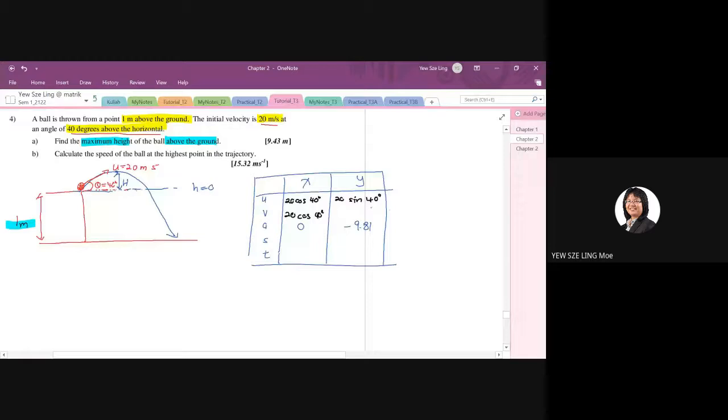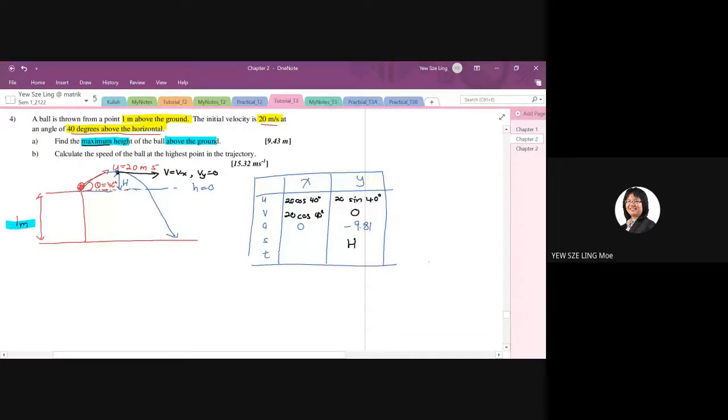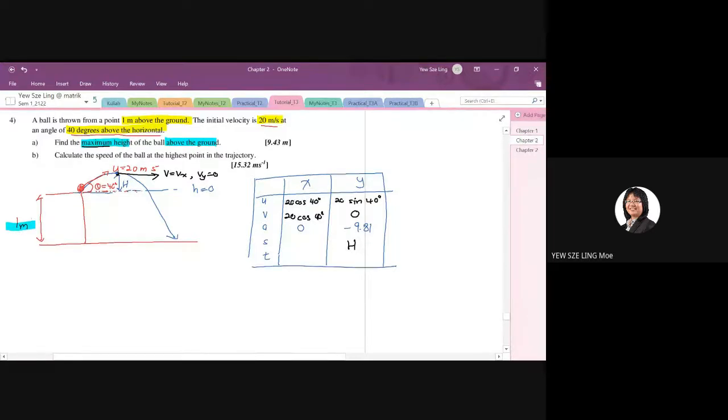And then VY, we don't have the value, or do we? Yes, because it's the maximum height. Remember, at maximum height, the motion of the object is going to the right. So V equals VX, and VY equals 0. SX, we don't have it. SY, we also don't have it. SY is actually the H. So it has nothing to do with this 1 meter.